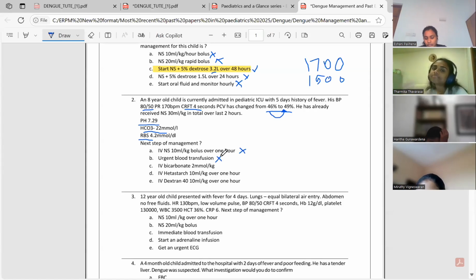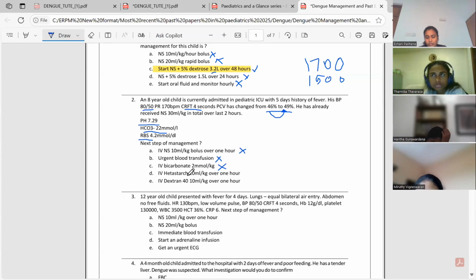Are we going to give bicarbonate? That is where the guideline matters. You give bicarbonate when the pH is less than 7.25, and bicarbonate should be less than 15 or so, right? Which is not the case here. So you don't give bicarbonate.